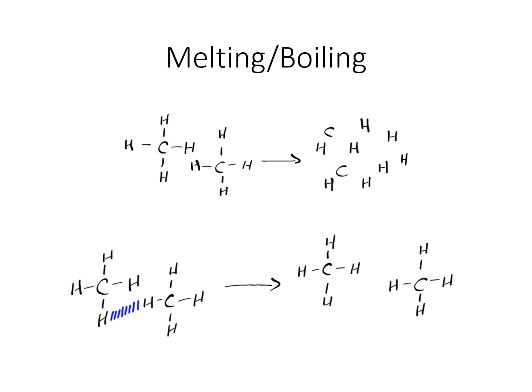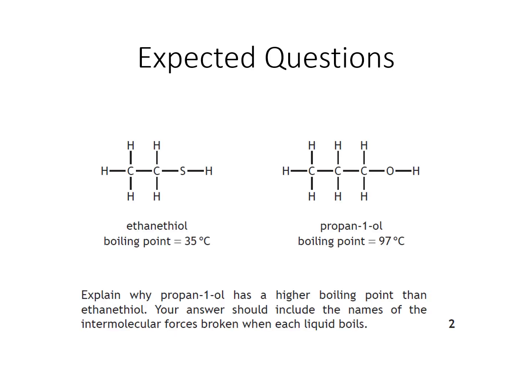The dashed blue line represents the London dispersion force, in this case between the methane molecules, and that is what's broken when, in this case, it melts or boils. So the molecule itself, when it is in the gas state or the liquid state, is still a CH4. The bonds between the atoms are not broken. So just making sure everybody's okay with that.